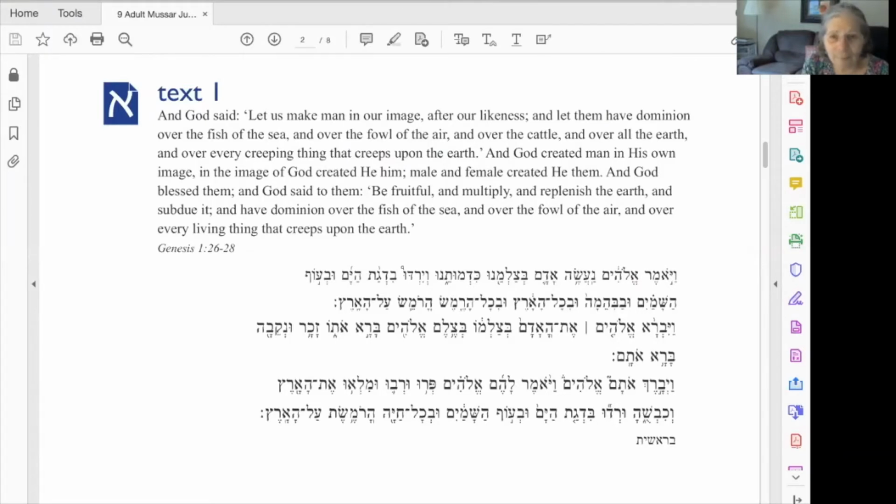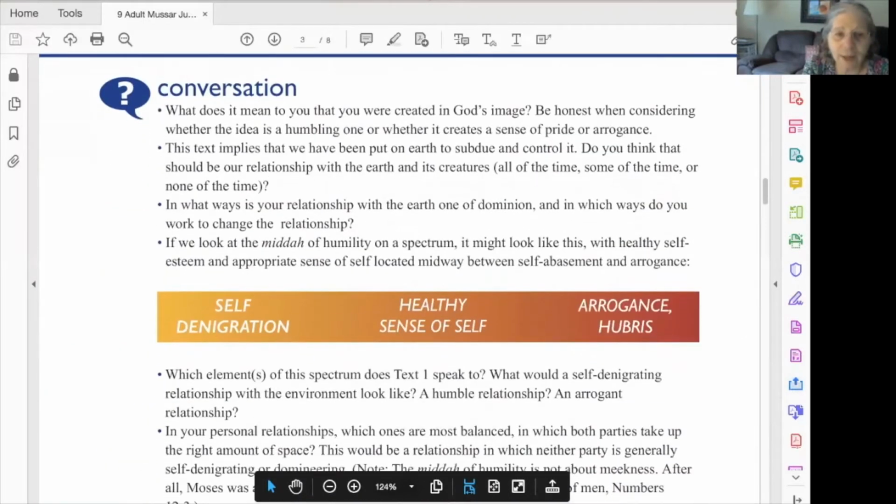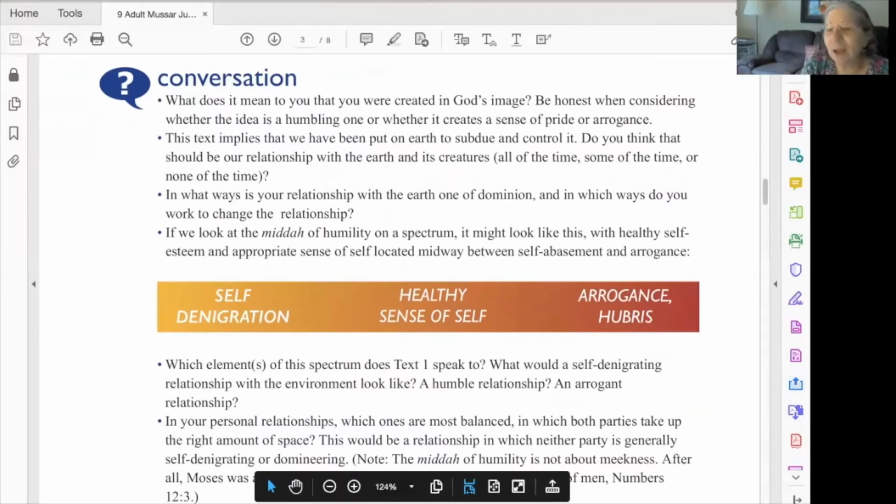People should focus on the phrase, subdue it. Replenish the earth, be fruitful and multiply, and replenish the earth and subdue it and have dominion over it. That's worthy of a lot of thought and discussion. And so the first conversation point asks us, what does it mean that you were created in God's image? That's a stopping point right there and a wonderful, wonderful large group discussion.